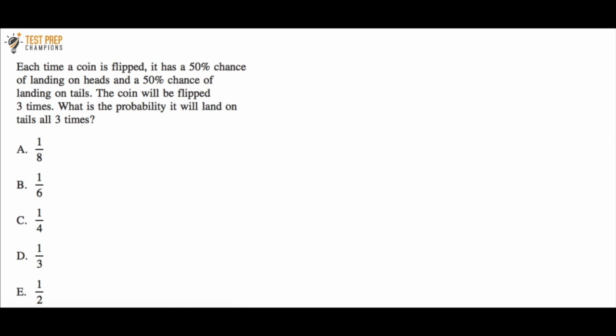Each time a coin is flipped, it has a 50% chance of landing on heads and a 50% chance of landing on tails. The coin will be flipped 3 times. What is the probability it will land on tails all 3 times?